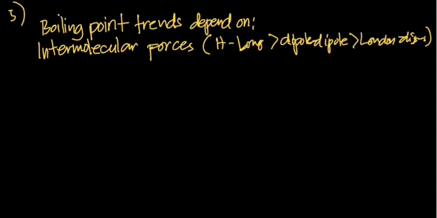And then next is the molecular mass. Heavier molecules mean stronger London forces. And then the branching of the compound. Branching reduces boiling point because there is less surface area.